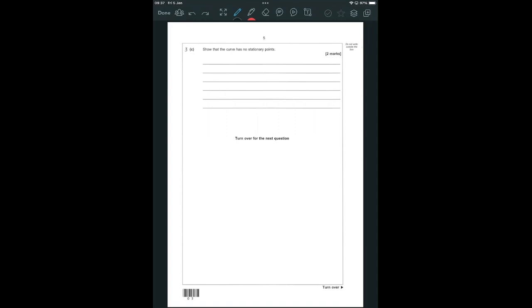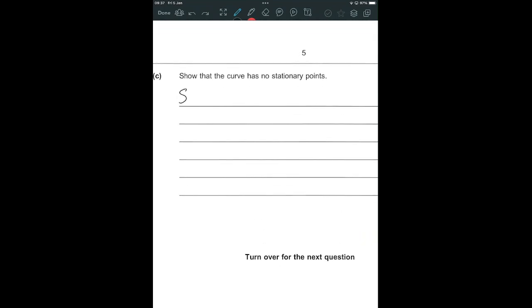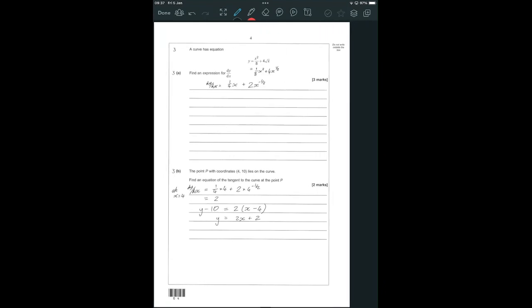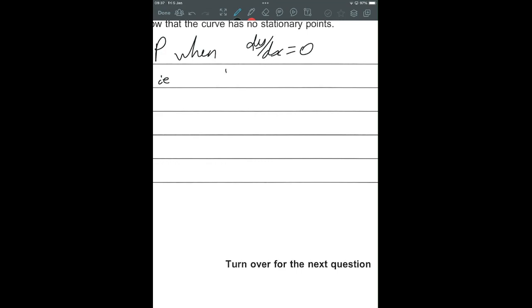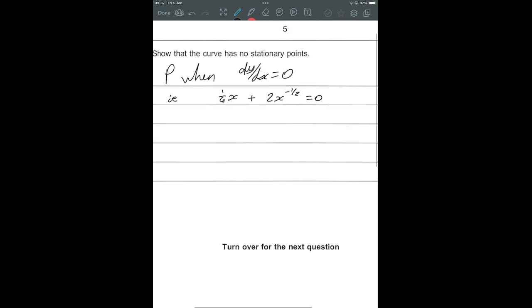3c, show the curve has no stationary points. Well, the fact that we need to remember here is stationary points occur when the dy by dx equals 0, i.e., a quarter x plus 2x to the minus a half equals 0. So I'm going to try and work out whether or not this has any solutions. Well, that's not immediately obvious. Let's multiply by 4. And I'm going to move that term to the other side. I'll multiply up by that negative power.